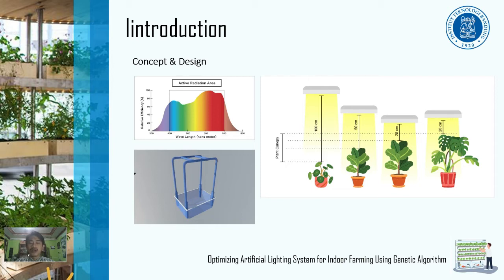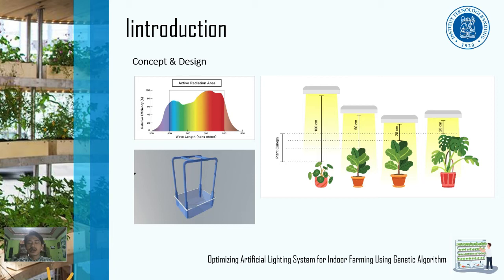The best configuration we need to solve the problem is 100 centimeters for the height from the plant canopy. Before that, I classified the plants into four groups. As the first classification, you see from the picture, the left picture is 100 centimeters for the height of the light configuration.